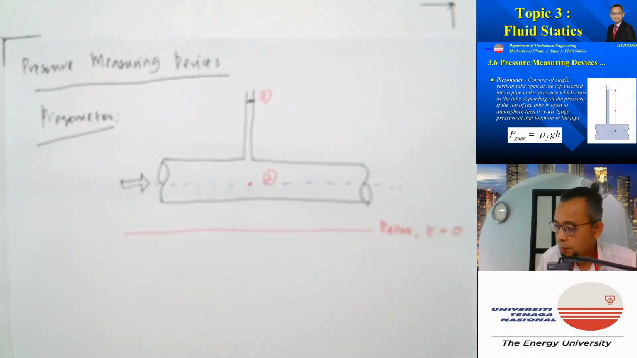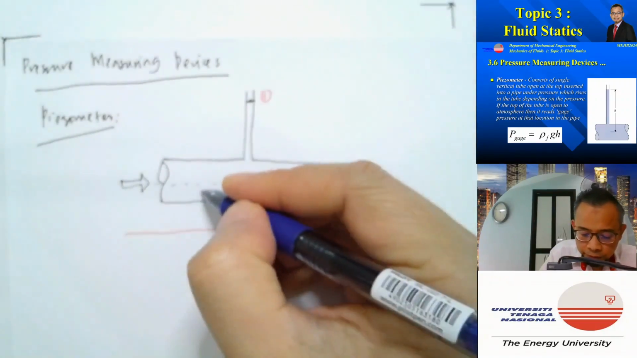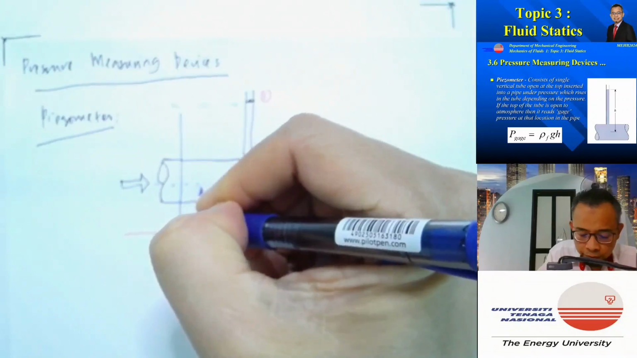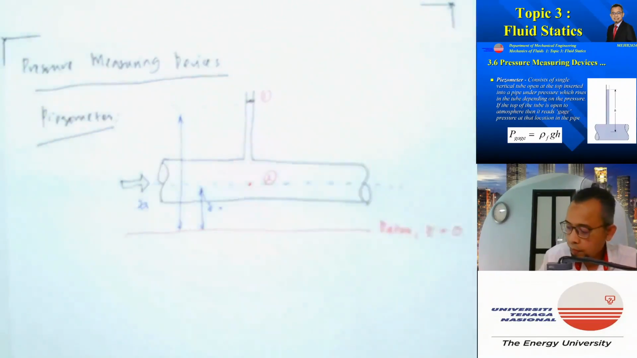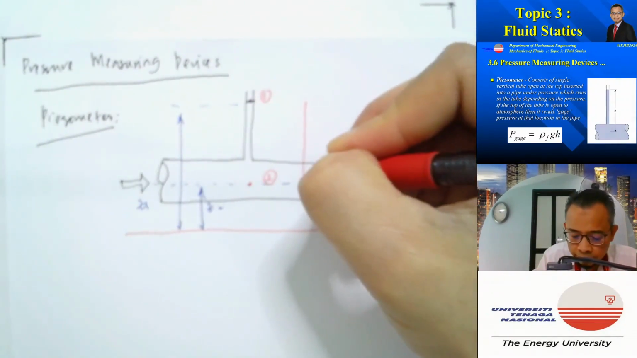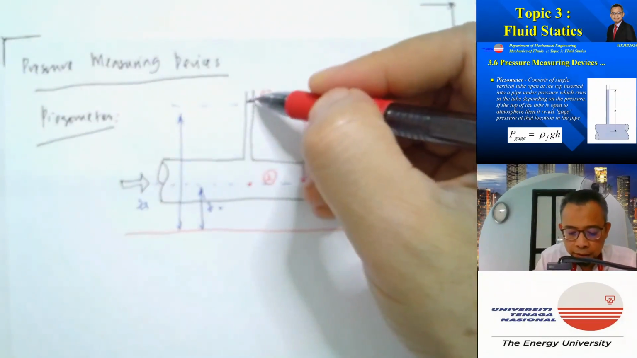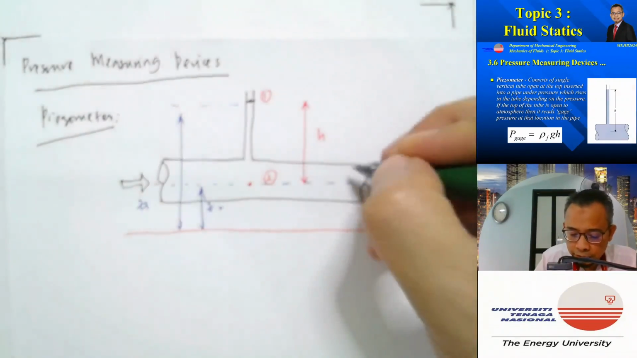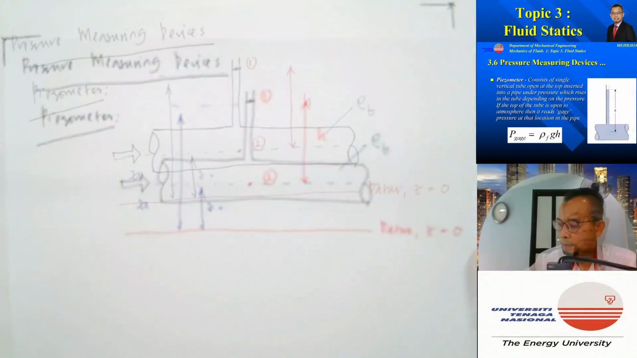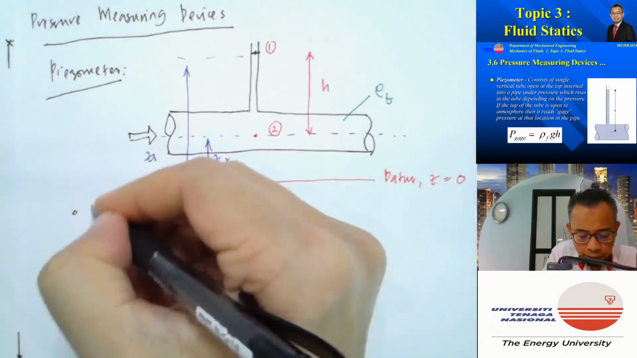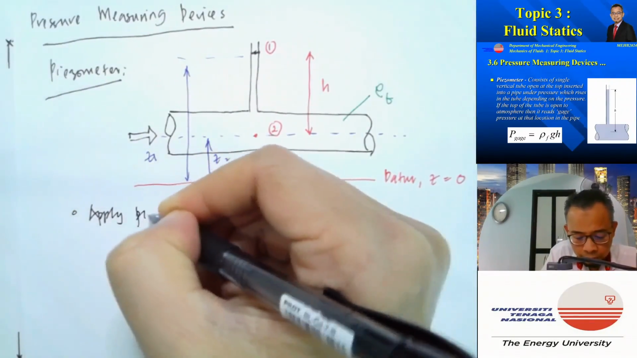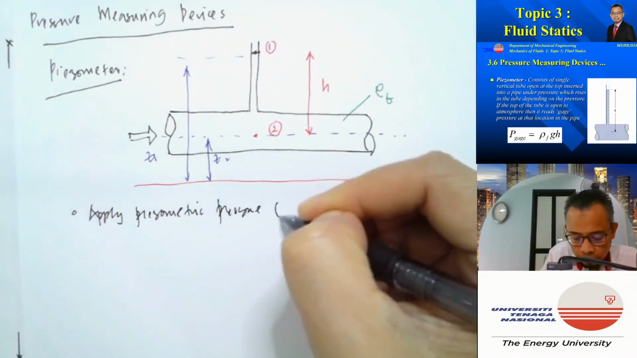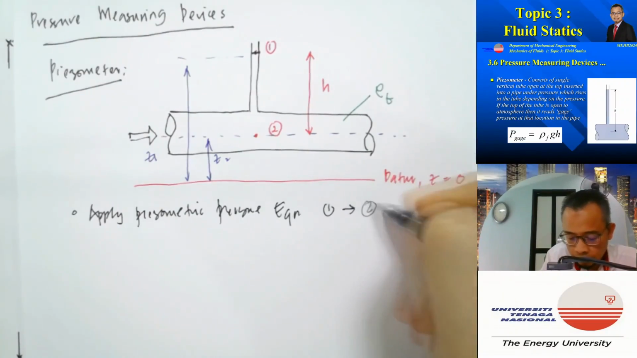Datum is where our z is equal to 0. And then that will be my z2. And this will be my z1. And let's say the height difference between the axis and the surface is equal to h, and the density of the fluid is rho f. So I can apply the isometric pressure equation from 1 to 2.